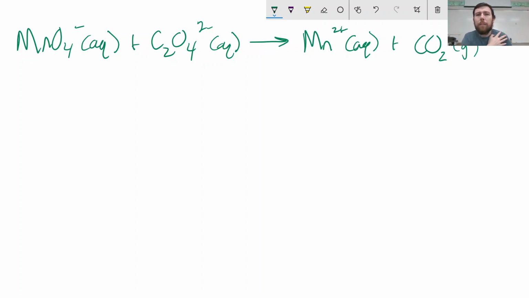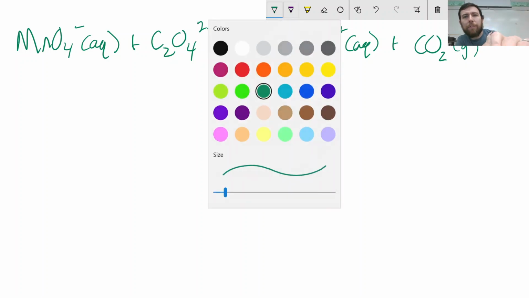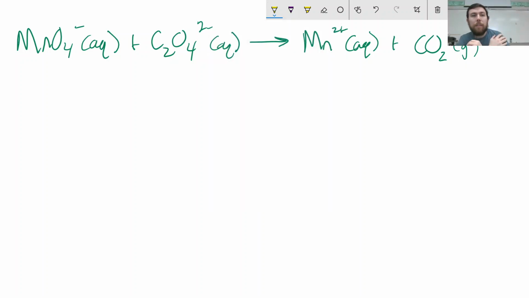Okay. Now, just like with our previous example, we're going to need to have everything balanced, but we're also going to need to split everything up this time into our oxidation and reduction half reactions. Well, in order to do that, we need to first identify what's been oxidized, what's been reduced, and to do that, we're going to need to assign oxidation numbers.